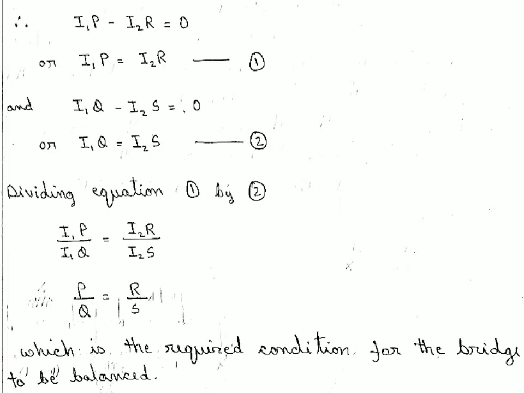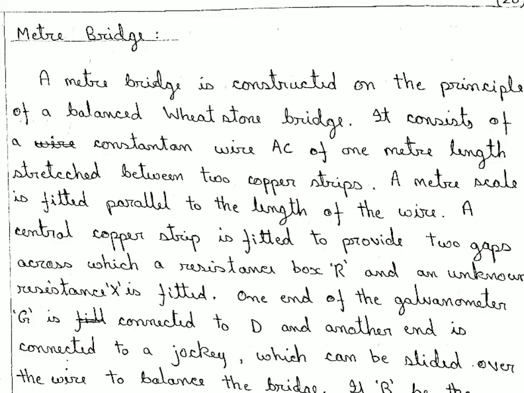Now dividing equation 1 by 2, we'll get I1P divided by I1Q is equal to I2R divided by I2S, and I1 cancels, I2 cancels. So we have P by Q is equal to R by S, which is the required condition for the bridge to be balanced. So this is the proof of the Wheatstone bridge principle. Here we are making use of Kirchhoff's voltage law and current law.